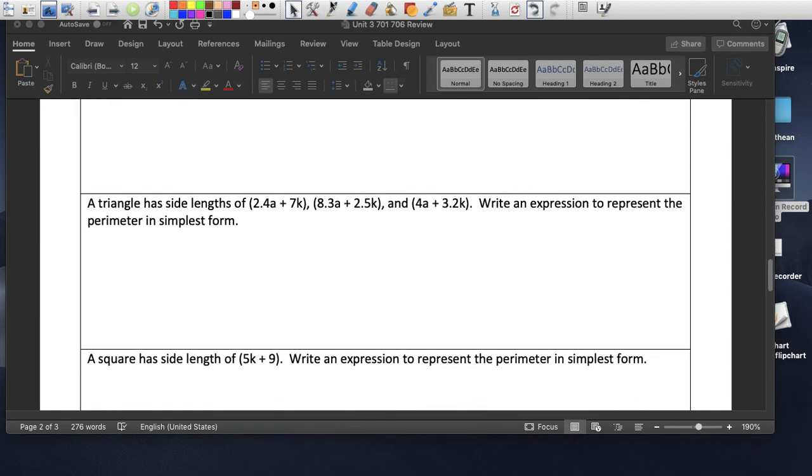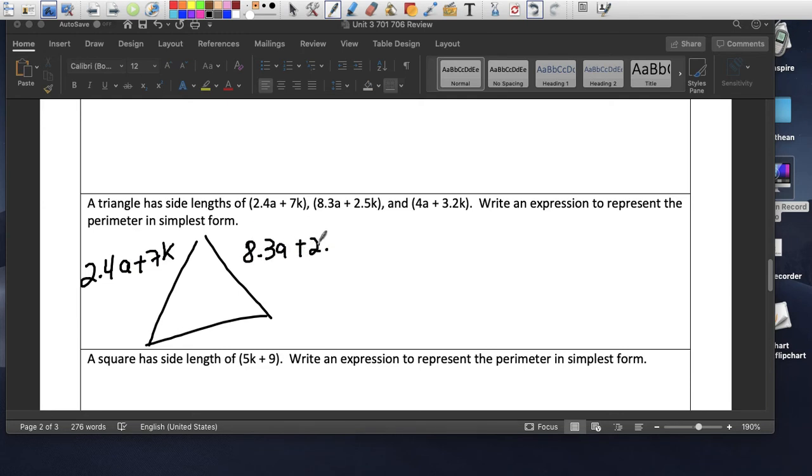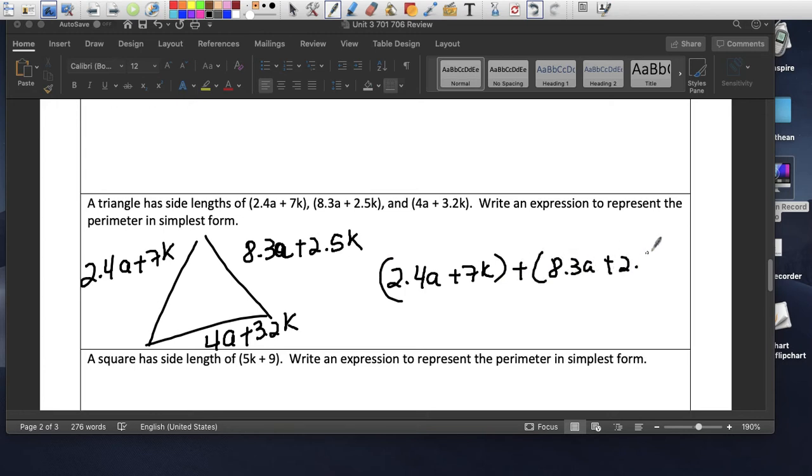Okay. I choose decimals. So again, here I have a triangle. I don't know what a triangle looks like, but I'm just going to draw it. So this is 2.4a plus 7k. This one is 8.3a plus 2.5k. And the last side is 4a plus 3.2k. So we've got to add all the sides to find the perimeter of this triangle. So 2.4a plus 7k plus 8.3a plus 2.5k and plus the last side, which is 4a plus 3.2k.